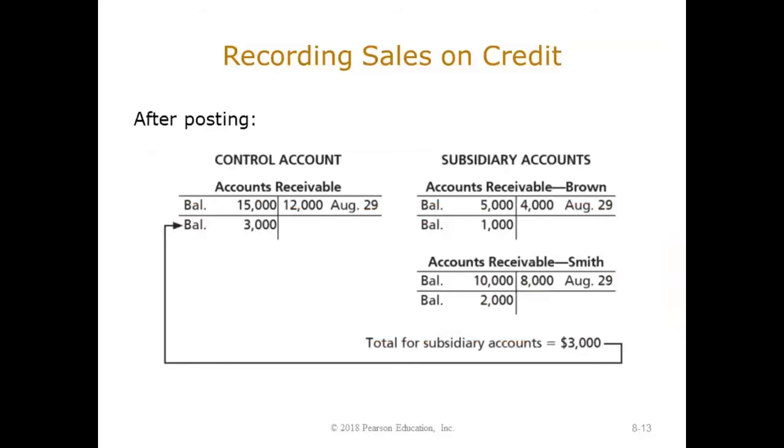Now in this case, after posting to the subsidiary accounts, Brown's account is going to go down by $4,000. So he's got a balance of $1,000 at the end of the period. Smith's account is going to go down by $8,000. So she's got a balance of $2,000 at the end of the period. So really, the balance in my AR at the end of the month is $1,000 plus $2,000. So my balance in my AR control account should be $3,000 also. And if it's not, there must be a posting difference or something like that.